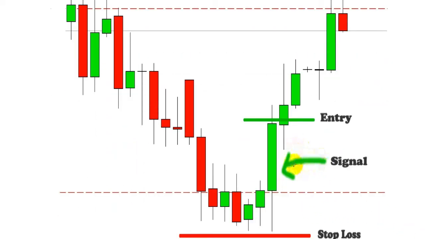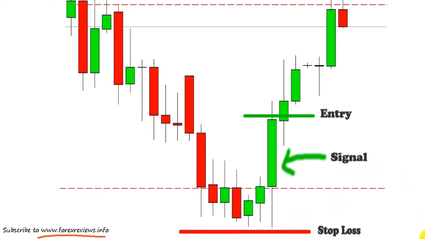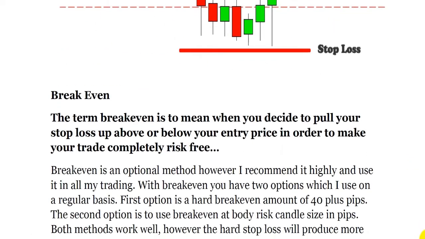Okay, so here's the signal, right? To the right here. Here's the entry, about 9 pips above. And here's your stop. Okay, let's move on from that.